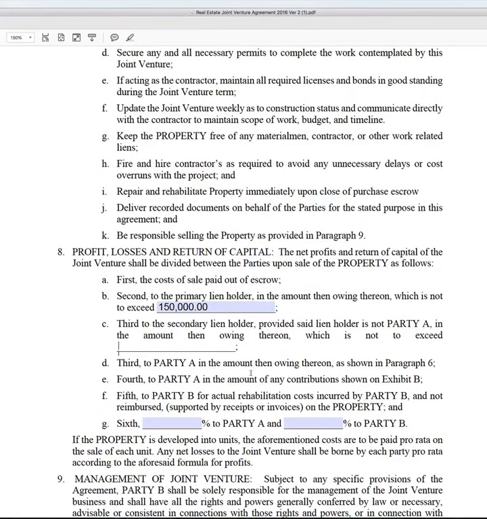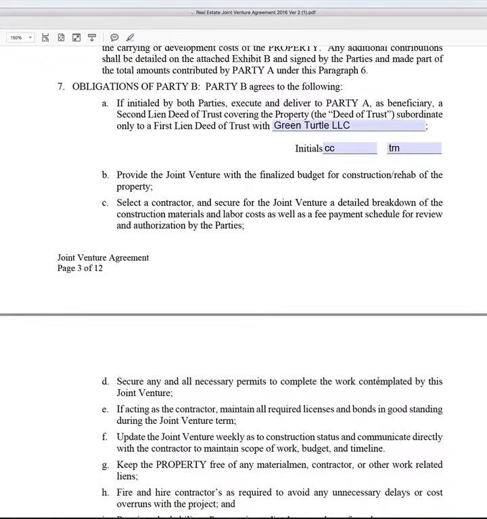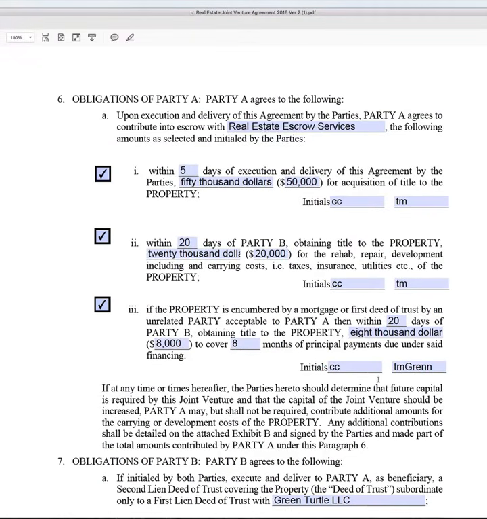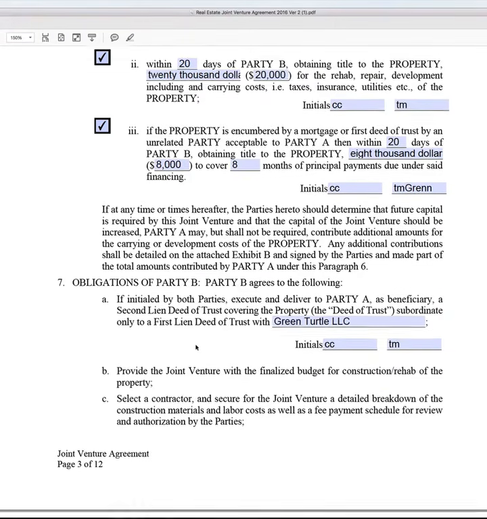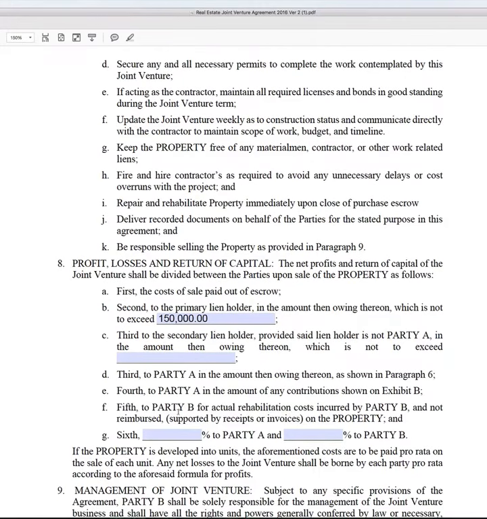The third amount is to party A, and the amount then owing thereon is shown in paragraph 6. So what this states here is that party A, that is if you're party A, you're going to get back everything shown in paragraph 6. And if you look here, it's $78,000. So the next amount of money is going to go to you as party A if you're party A.